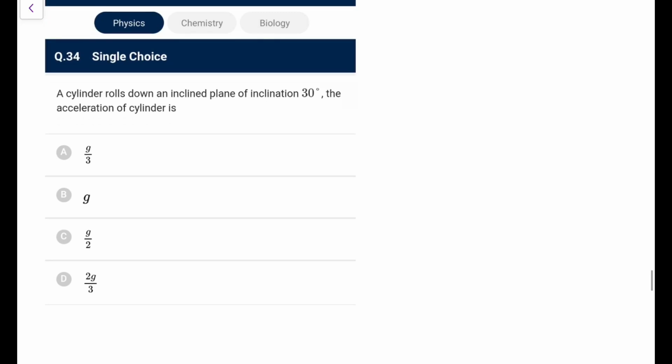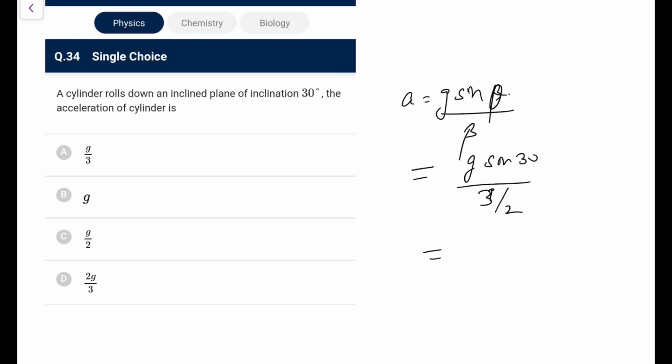The cylinder rolls down an incline of 30 degrees. The acceleration of the cylinder, you directly write it as g sin theta by beta. Beta for a cylinder is 3 by 2, so it is g sin theta upon 3 by 2. So you will have g into 1 by 2 and this is 2 by 3. So g by 3, you can go for acceleration. This is option A here, g by 3.